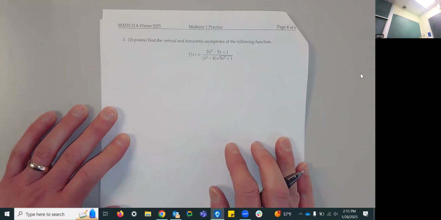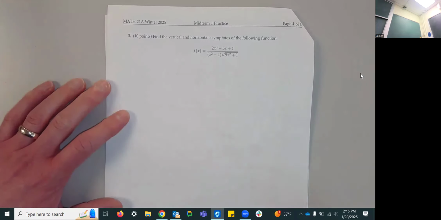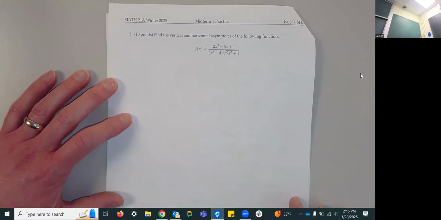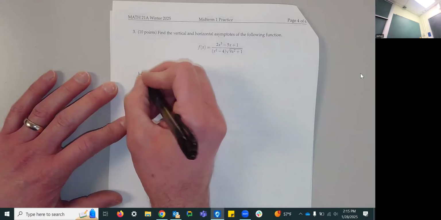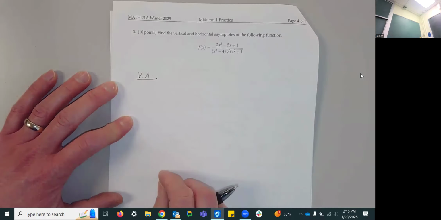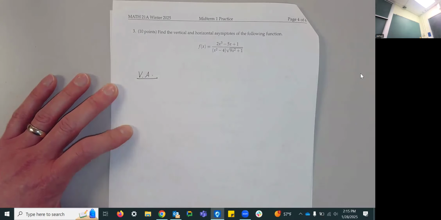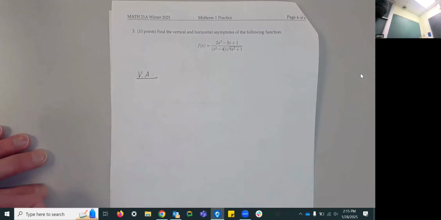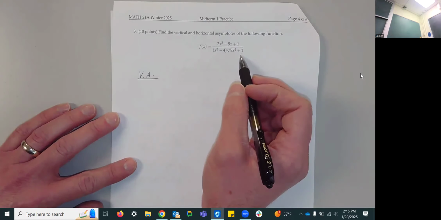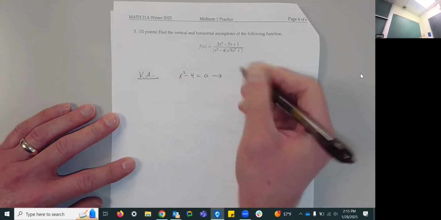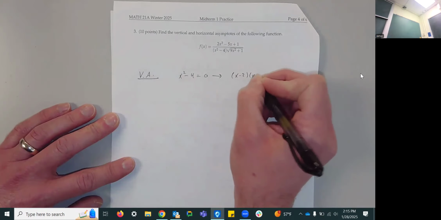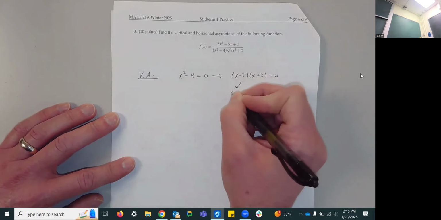Okay. Find the vertical and horizontal asymptotes of the following function. So let's start with the vertical asymptotes. My candidates, which may or may not actually be where they have vertical asymptotes, for the vertical asymptotes are the values of x that make the denominator equal to 0. So 9x squared plus 1 is always greater than or equal to 1, but x squared minus 4, if I set that equal to 0, I'm going to get x equal to plus or minus 2. I might factor it, I might not.